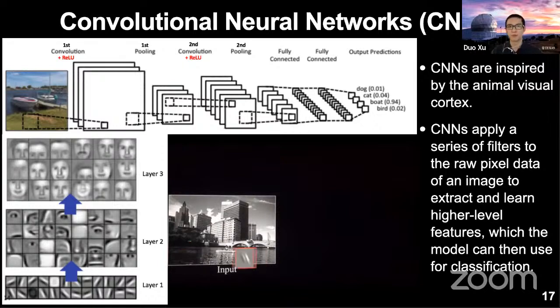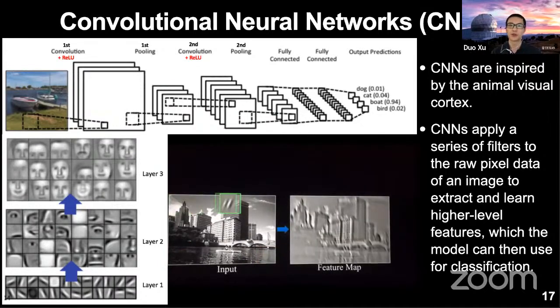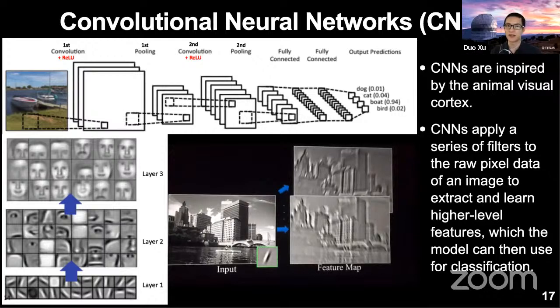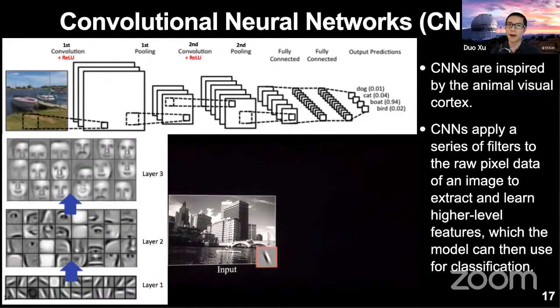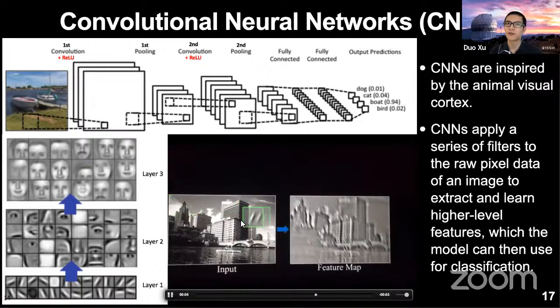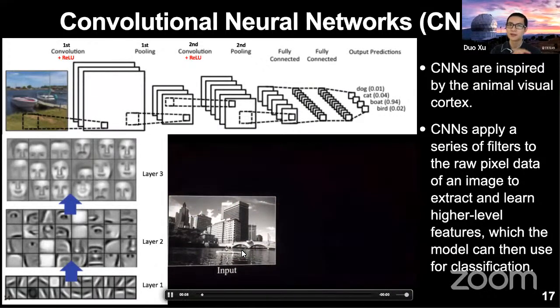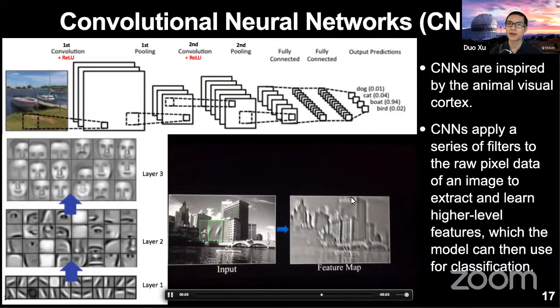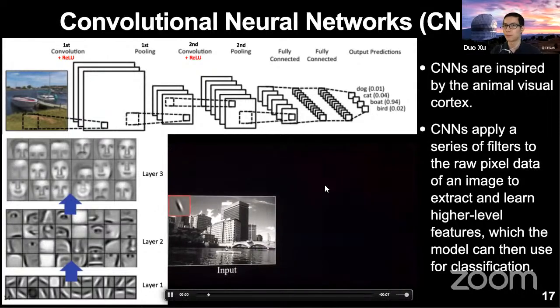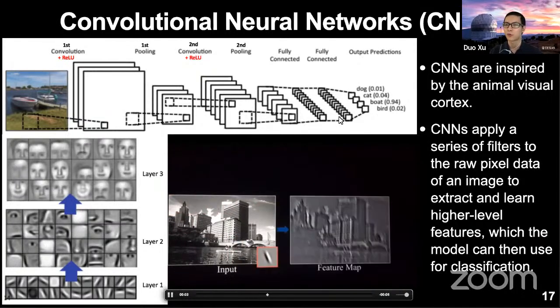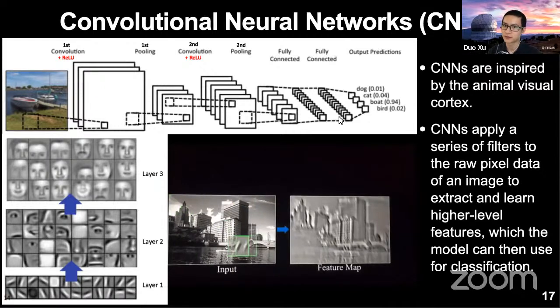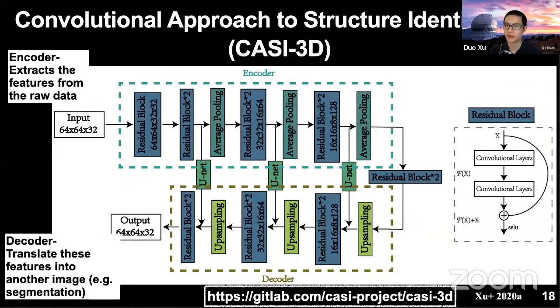I will give a really brief introduction of what a convolutional neural network is. The basic idea of this method is applying different filters to extract different features of an image. By breaking this feature map into different pieces, then at the end, we conduct classification. We follow the same strategy and develop a convolutional approach to structure identification, CASI 3D, in our project.